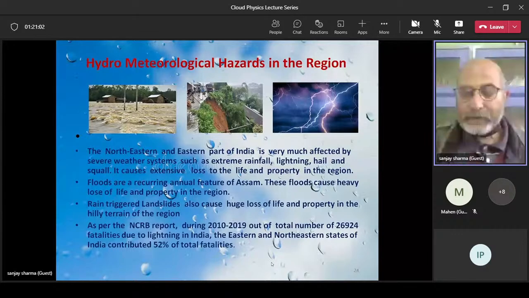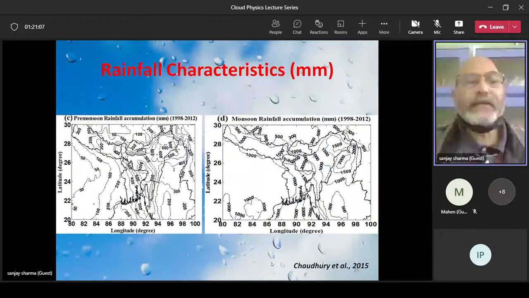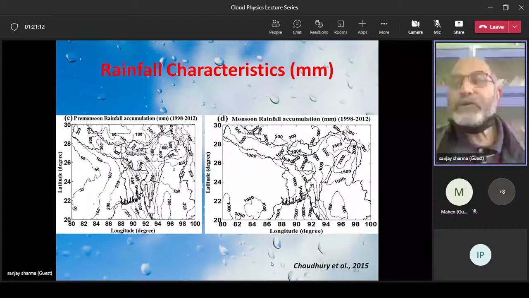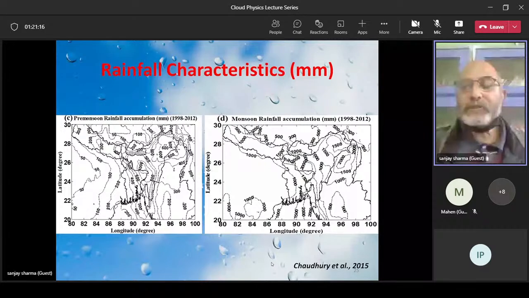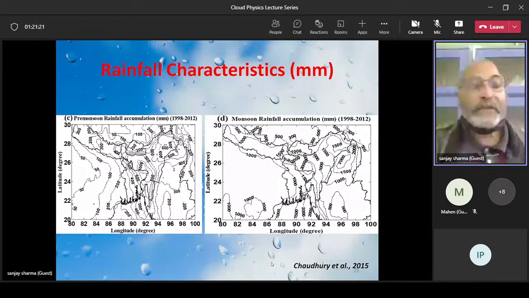Now, at the outset, first I will show the rainfall characteristics. It is observed from the TRMM between 1998 and 2020. The climatology is given here, during pre-monsoon and monsoon. Of course, in this region we get a significant amount of pre-monsoon rainfall. That is a very interesting fact about the whole diversity of the rainfall pattern in India.